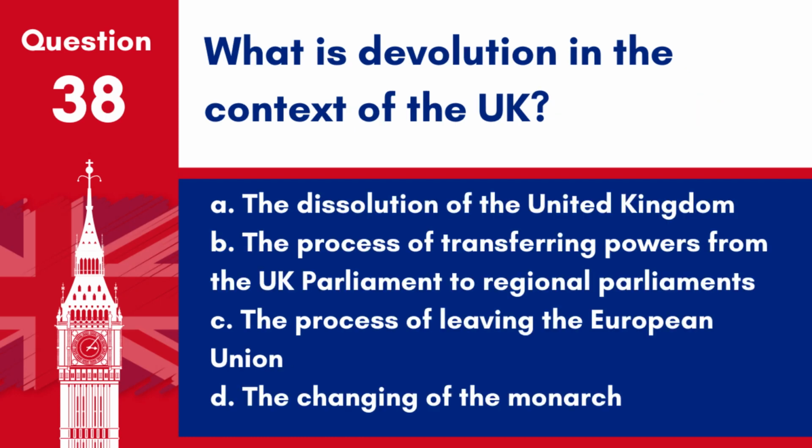Question 38. What is devolution in the context of the UK? A. The dissolution of the United Kingdom, B. the process of transferring powers from the UK Parliament to regional parliaments, C. the process of leaving the European Union, D. the changing of the monarch. Answer: B. the process of transferring powers from the UK Parliament to regional parliaments. Devolution in the context of the UK is the process of transferring powers from the UK Parliament to regional parliaments.